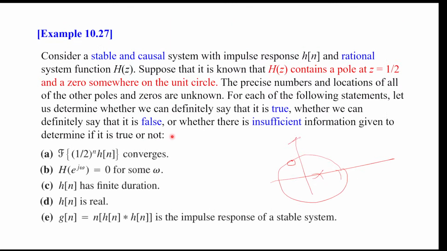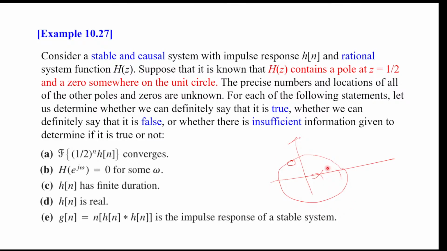Okay, then let's see the next example. This is a very complicated example. It's actually a lot of true or false. We have a stable and causal system with impulse response h and rational system function big H. And we'll assume that we know big H contains a pole at z equal to 1/2. So we draw a picture here.